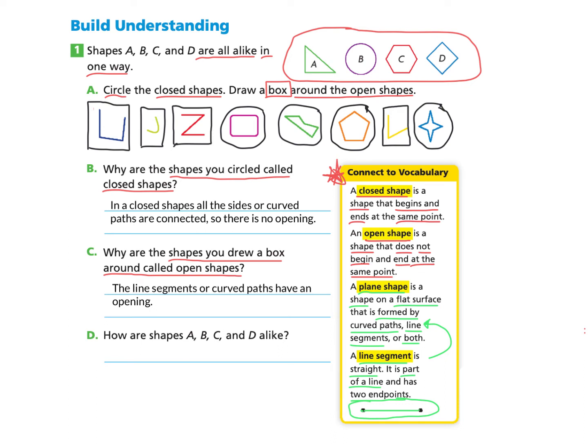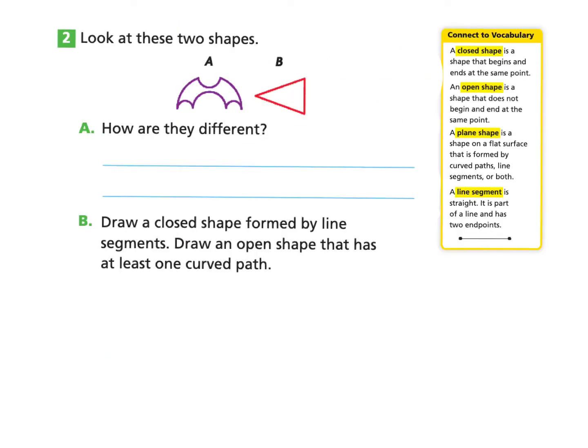Now let's look at the last question, D. How are shapes A, B, C, and D alike? You may want to pause and try this part on your own and come back. And we can answer, they are all closed plane shapes. Let's take a look at part 2. Look at these two shapes, A and B.